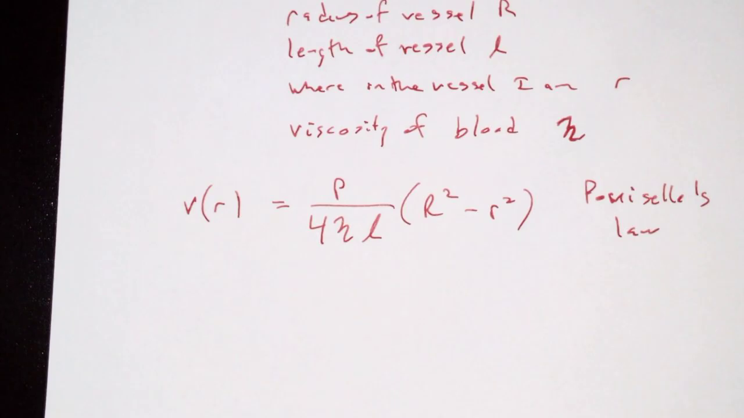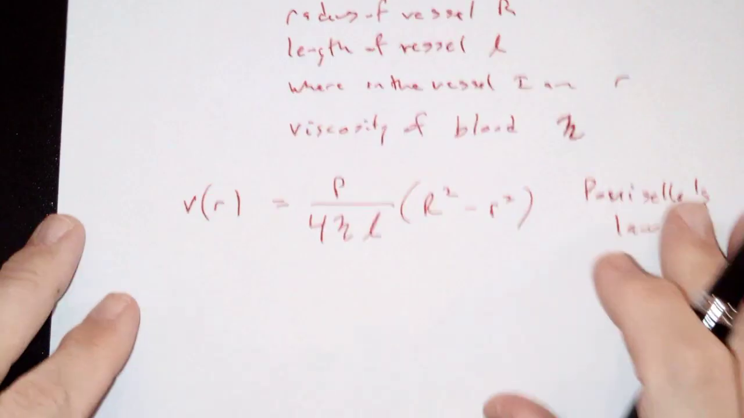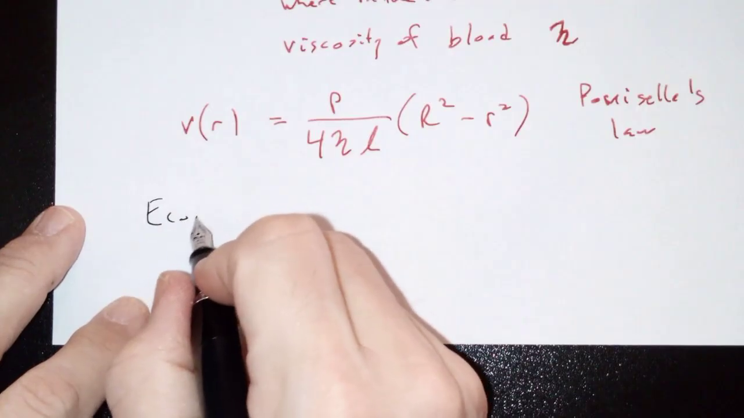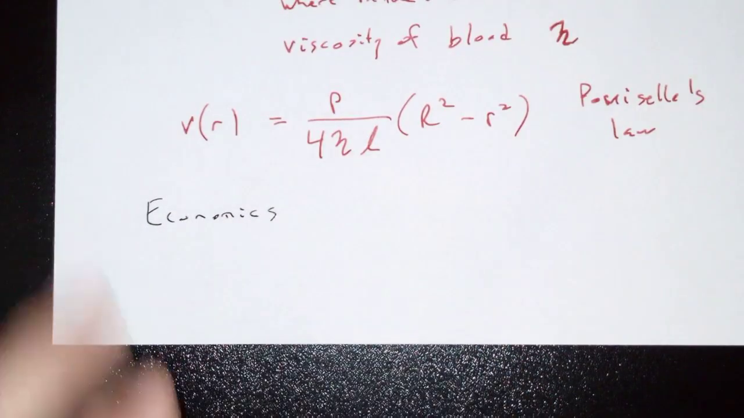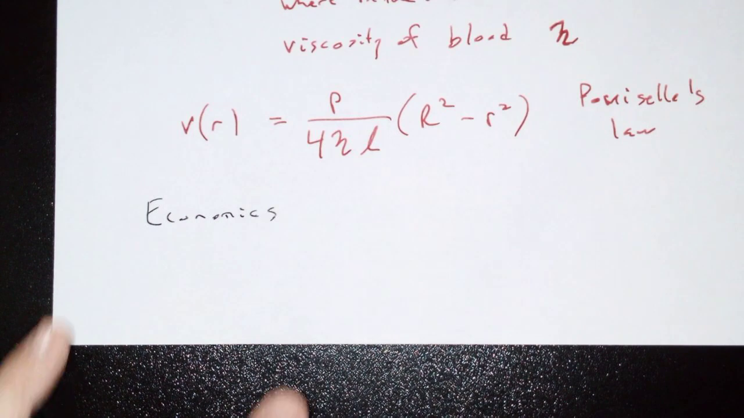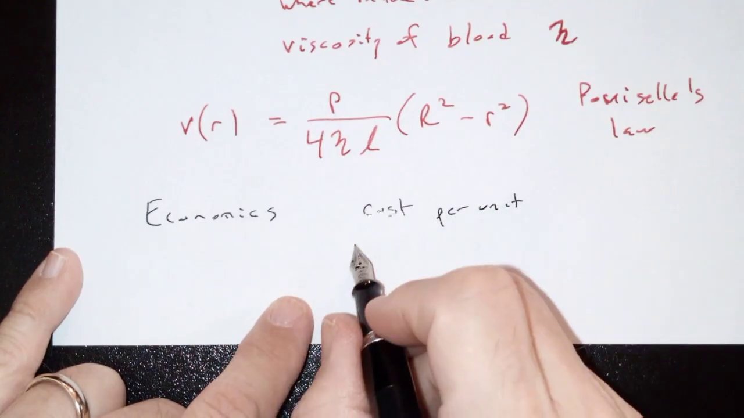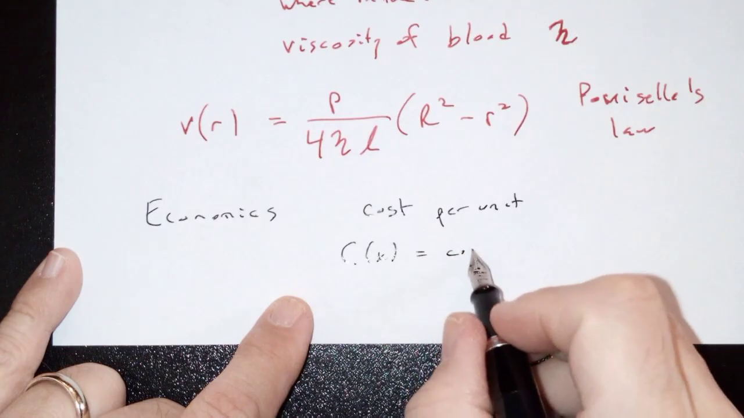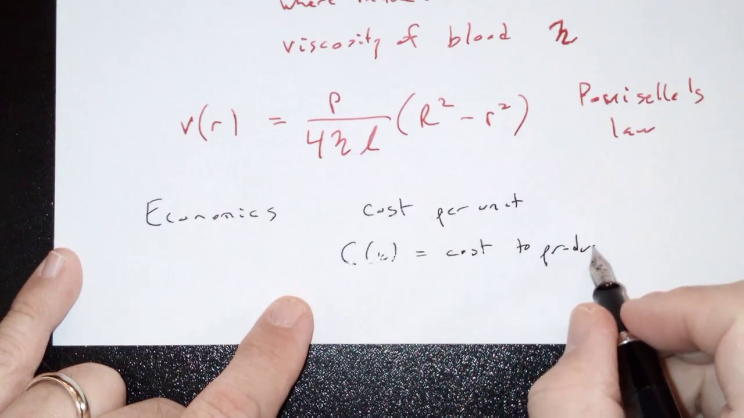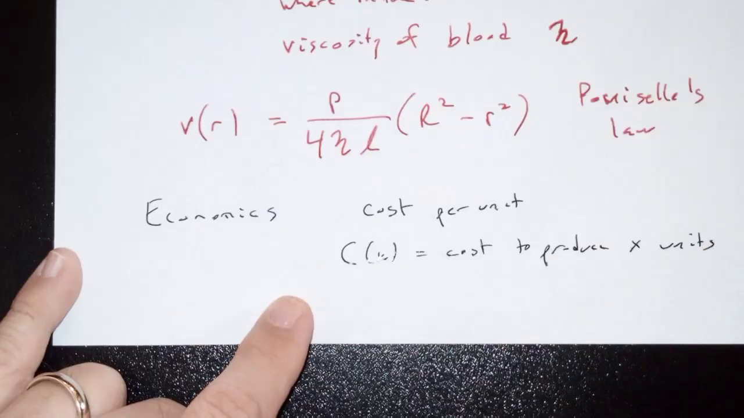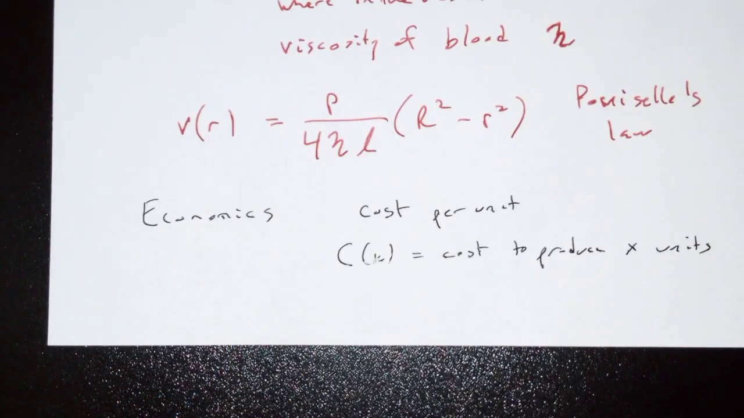I don't care what field you're going into. There's an application there. If you take an econ class, you'll talk about a cost per unit. So we can have a function that's a cost function. So I'm the manufacturer of whatever, let's see, the most commonly used things in most econ classes are widgets. We're making widgets today.